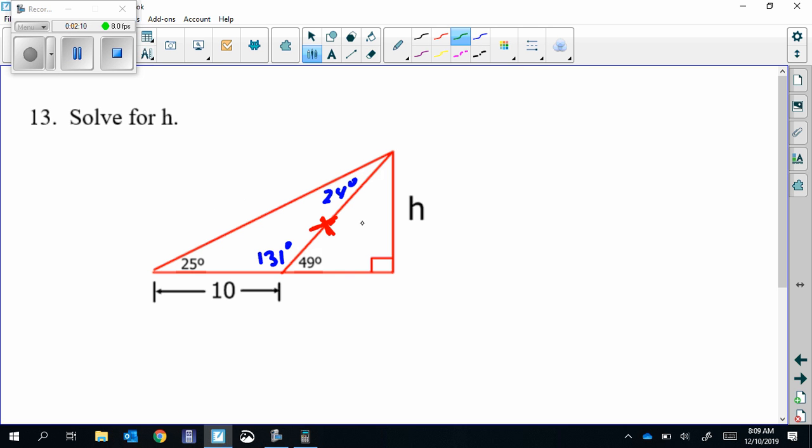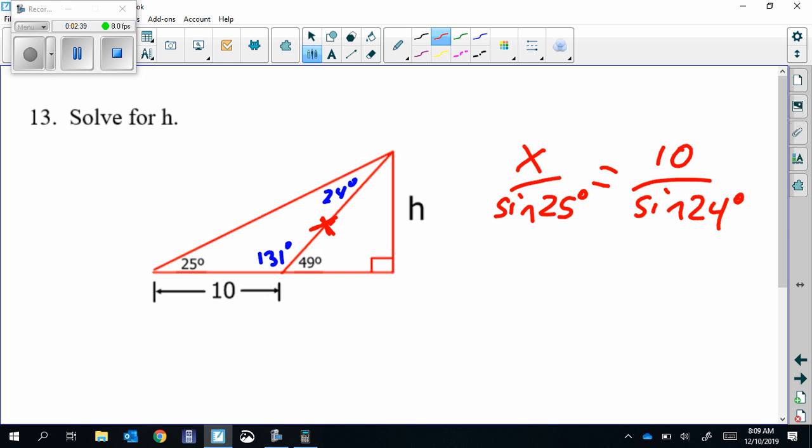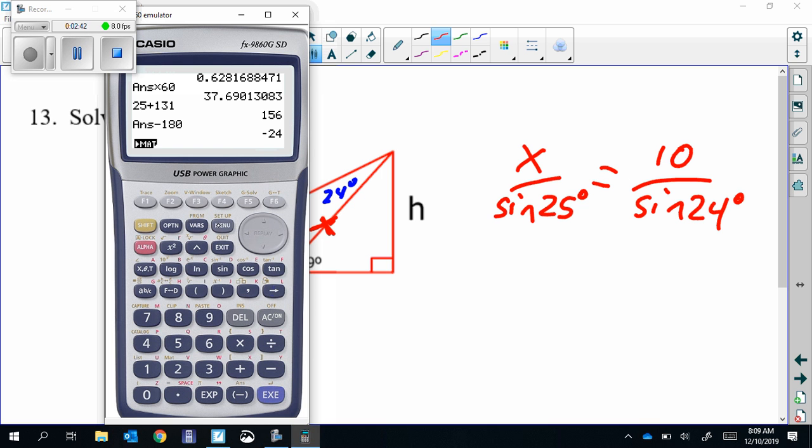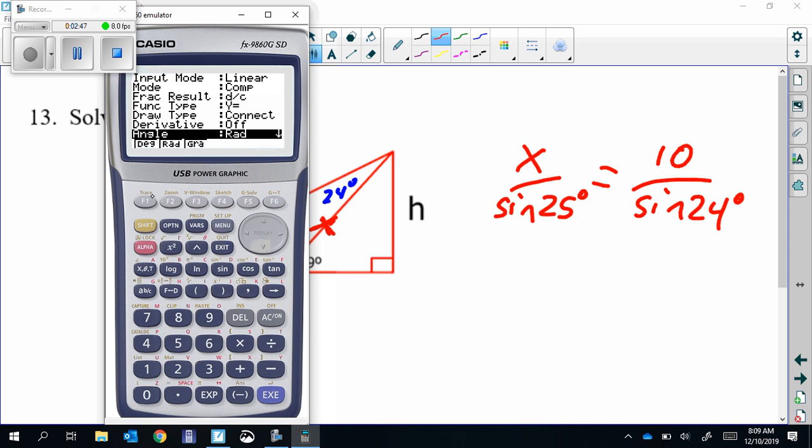First thing that we should know from this is the 10 is across from a 24-degree angle, x is across from a 25-degree angle, so x should be a little bit larger. So we're going to set it up. We should get something a little bit larger than 10. We'll set it up x over sine of 25 using the law of sines equals 10 over sine of 24 degrees. Since I just said degrees there, make sure your calculator's in degrees, otherwise you're going to do it all wrong.